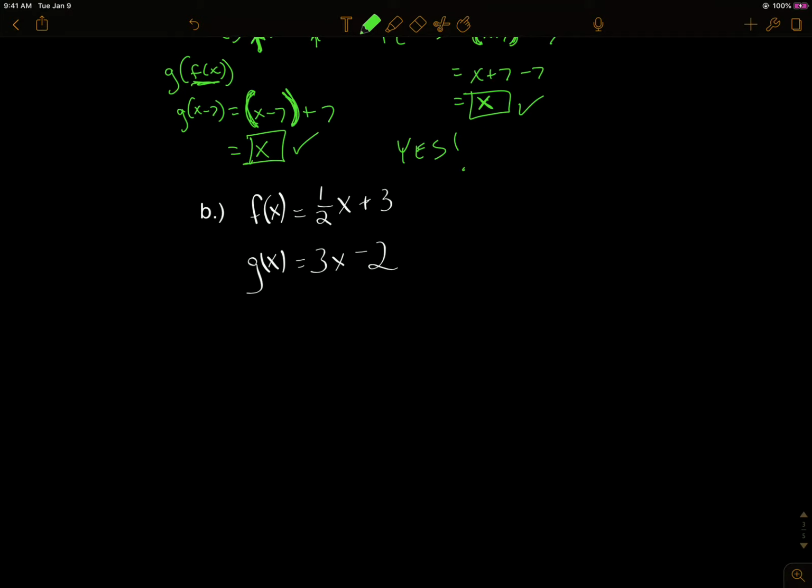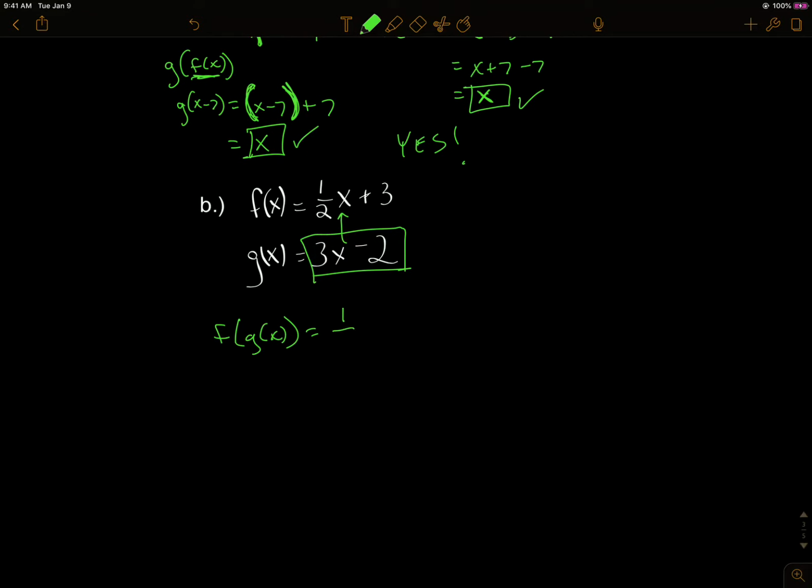Let's check if b are inverses. Let's do f of g of x. So f of x, g of x is equal to 3x minus 2. That's the inside function. We're going to plug that into there. So 1/2, I take out the x out of the outer function f. I remove that x, and I put a blank placeholder. And in that placeholder, I'm going to put this entire function.